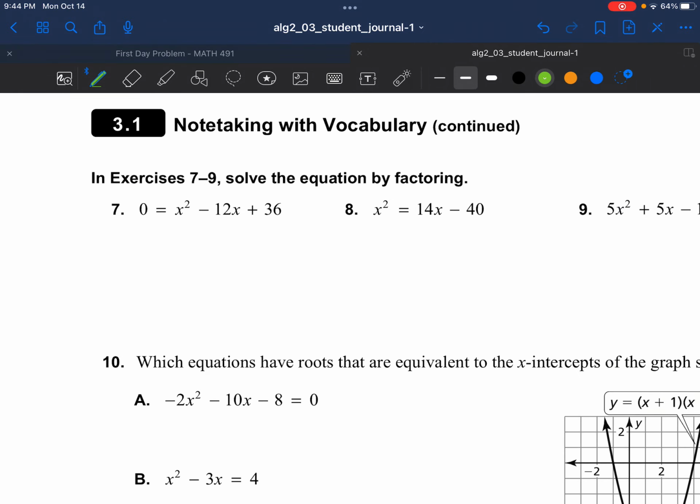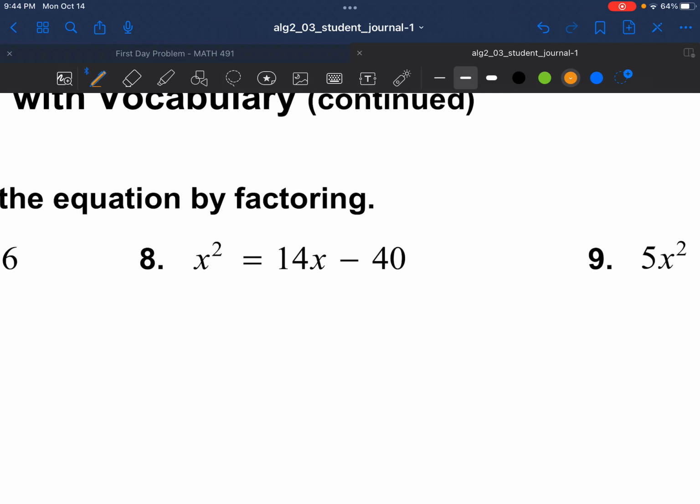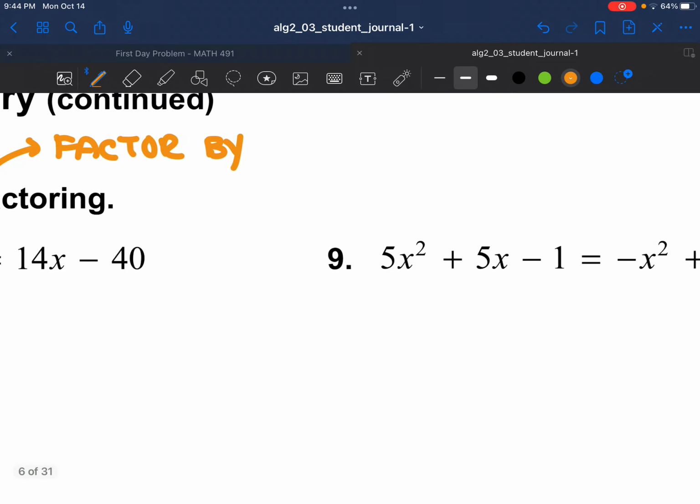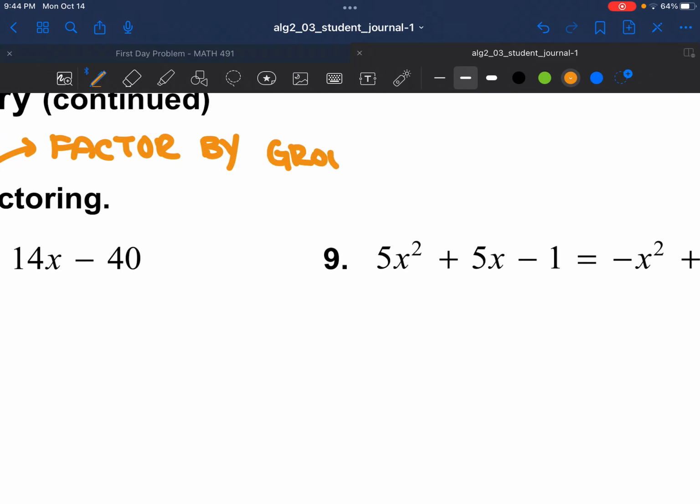All right, solve the equation by factoring. So we're going to do factor by grouping. Put this in orange because it's important. So factor by grouping.